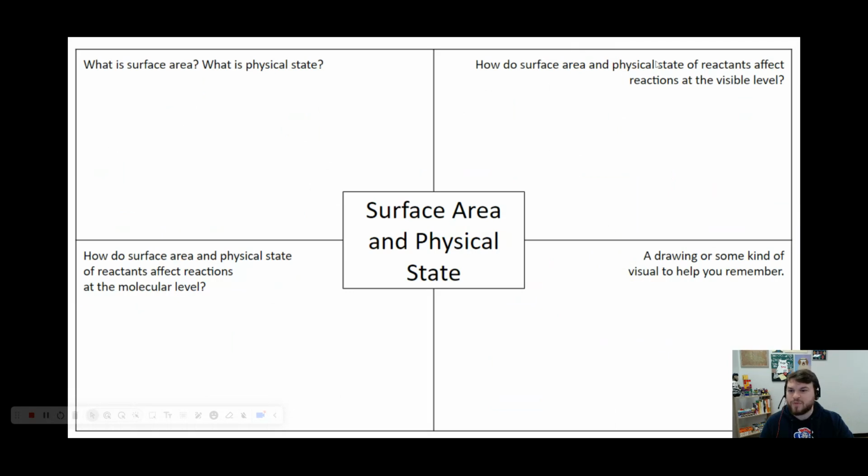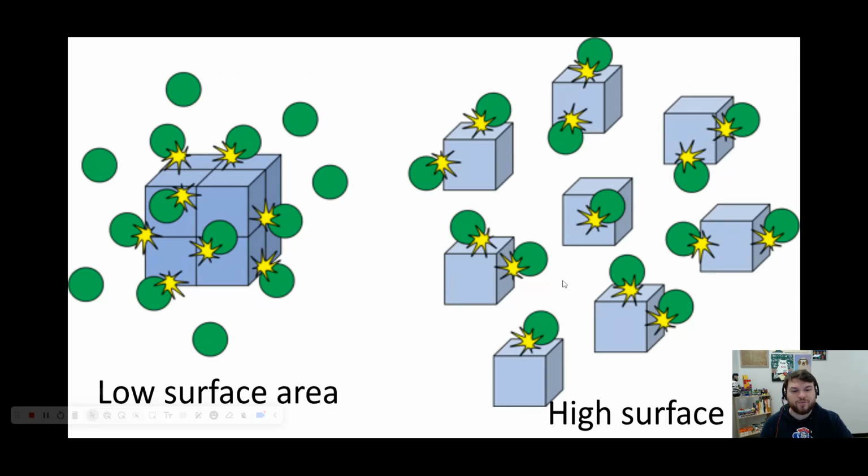So what I would like you to do is fill out your surface area graphic organizer, and again, you can use this picture to help you do that.